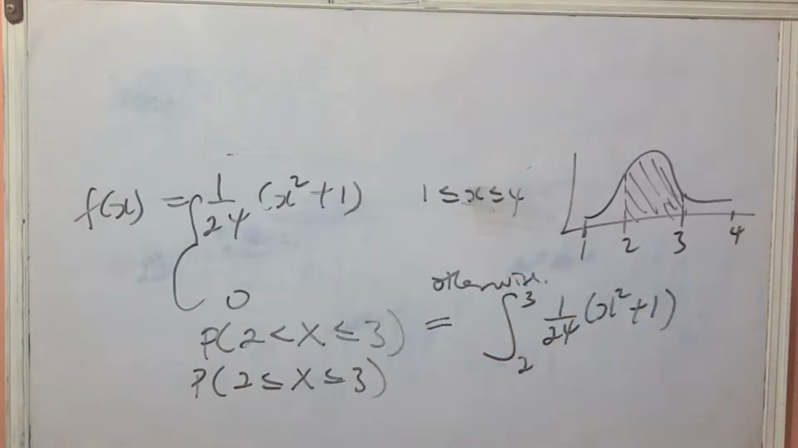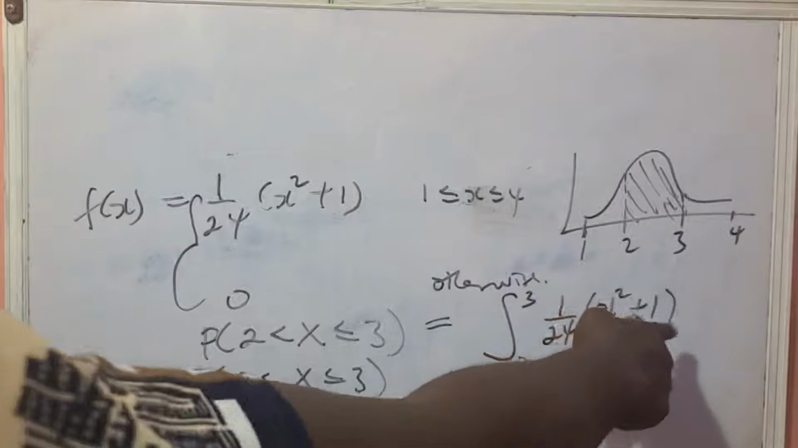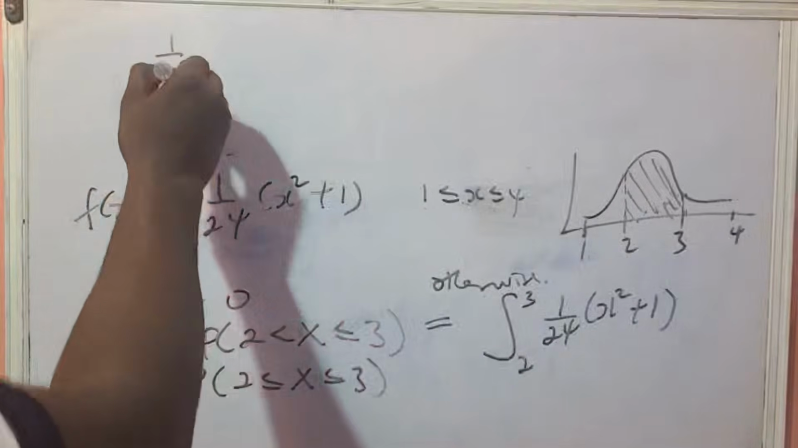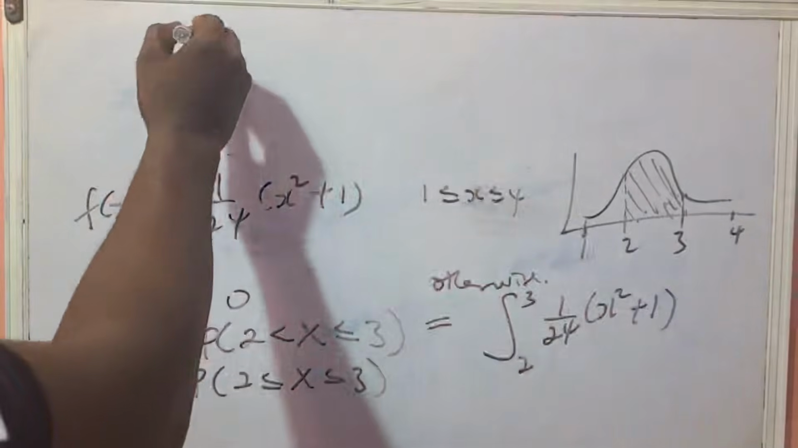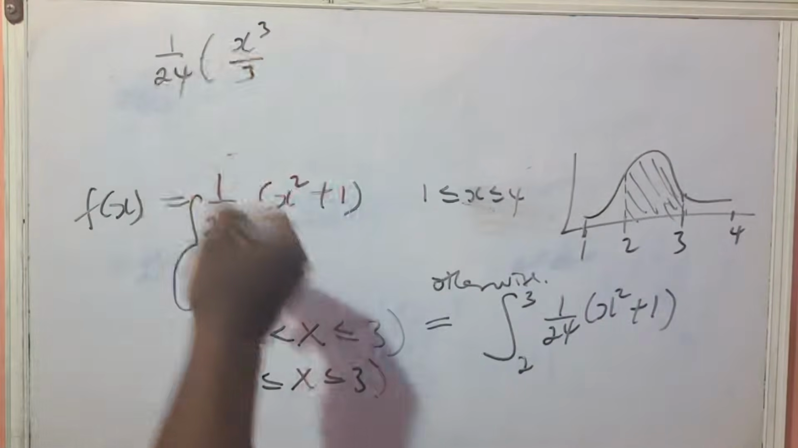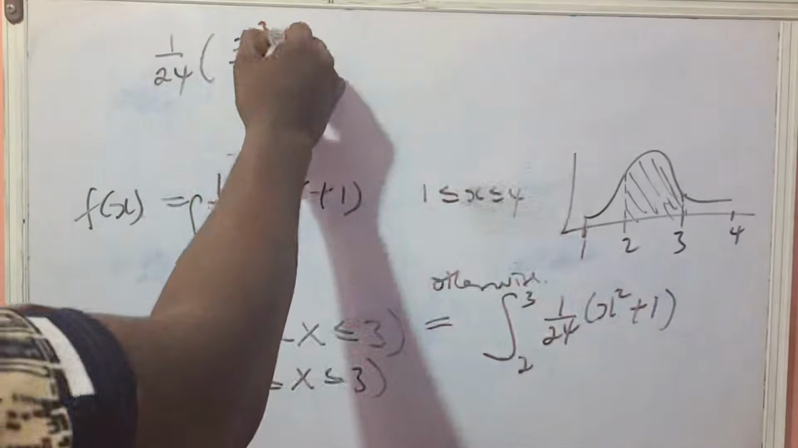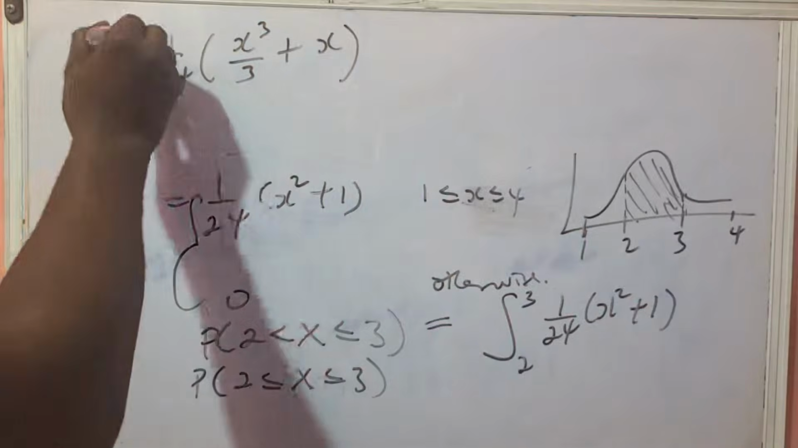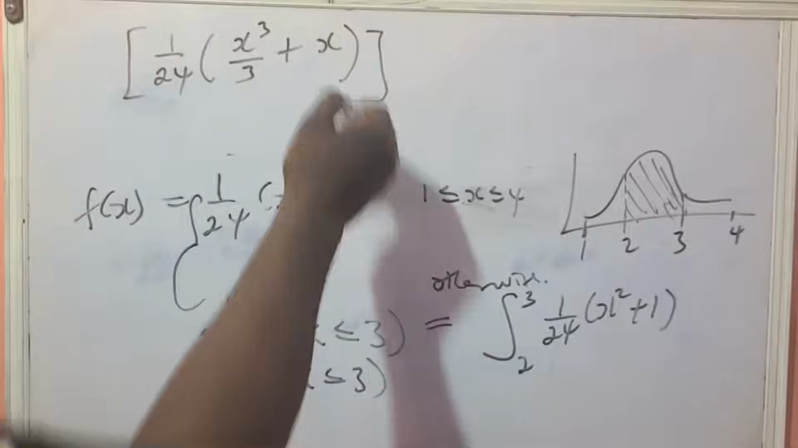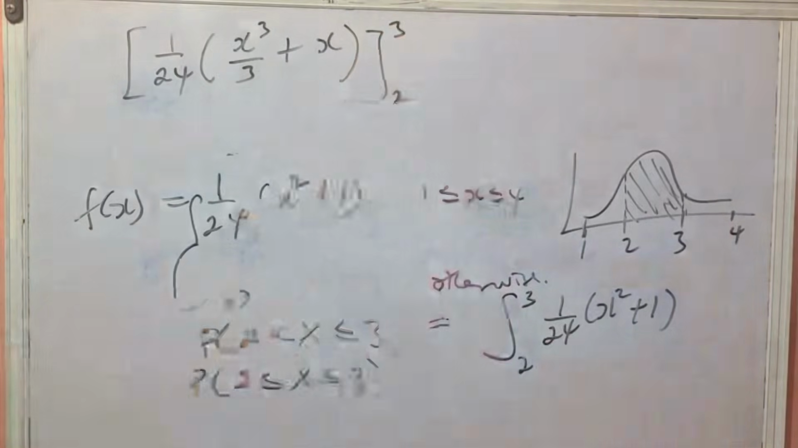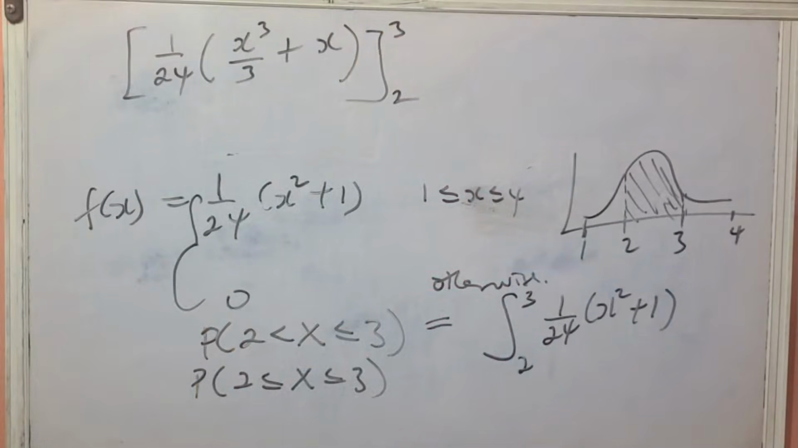That's all. So let's see how we do that. So we're integrating 1 over 24 x squared plus 1. I'm sure you know how to do that. When we integrate x squared, what are we going to get? We're going to be getting x cubed over 3. When we integrate 1, we're going to be getting x raised to power 1 over 1, which is still x. All right. Now, what you have to do is to now put this limit 2 and 3. So 2 and 3. So this is what you have to solve.